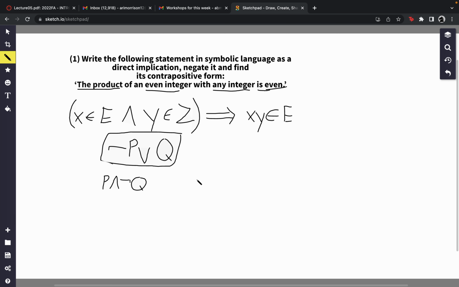So what we have to do here is take this and negate it. So we're going to say x does not belong to the evens. Another way of saying this is that x belongs to the odds, but I prefer this because it's more direct. And then we're changing the and to an or. We're just doing the stepwise negation. Or y is not an integer.